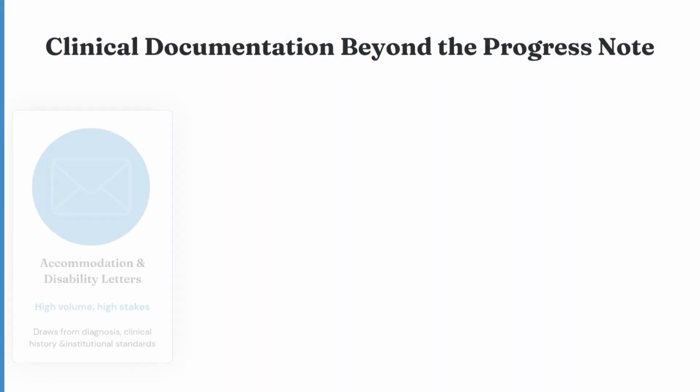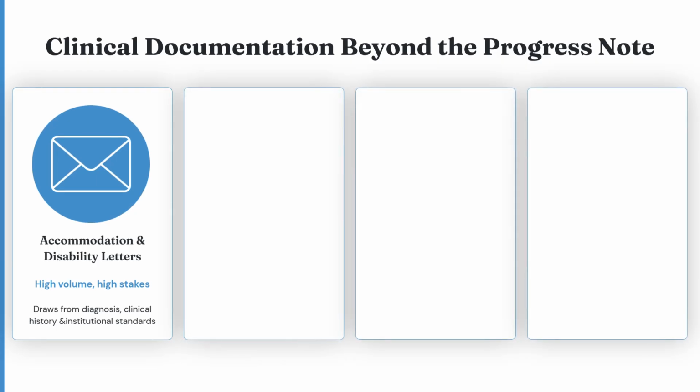Let's be specific about what clinical documentation actually includes in a university counseling center, because the category is broader than most people name when they talk about documentation burden. The first category is accommodation and disability letters. These are among the most time-intensive documents a counseling center produces. A clinician must review the student's clinical history, identify relevant diagnostic information, and write a letter that meets specific institutional or legal standards. The information to write that letter already exists in the clinical record. The work, historically, has been connecting that information into a coherent document from scratch, every time for every student who needs one.